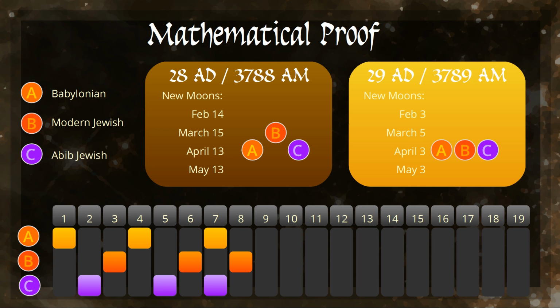29 AD or 3789 AM is next. Here again, 12 months later, on March 5th, the date is too early to satisfy any of the rules of the various calendars. An extra month is added for the modern Jewish calendar, and all new years start on April 3rd.